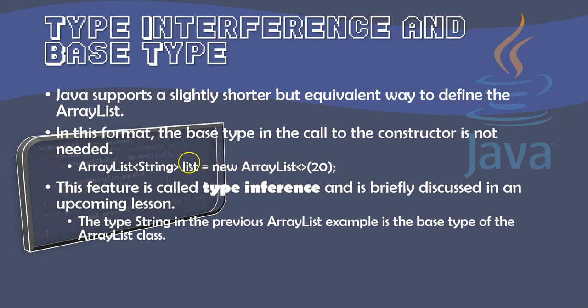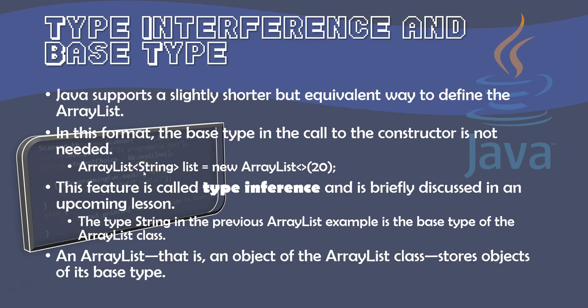It's pretty much inferring what you see here in this open bracket, saying, hey, infer whatever the type is here with this ArrayList. Now, an ArrayList is an object of the ArrayList class, which is going to store whatever objects in that array list are of the base type. Base type, of course, in this example being String.